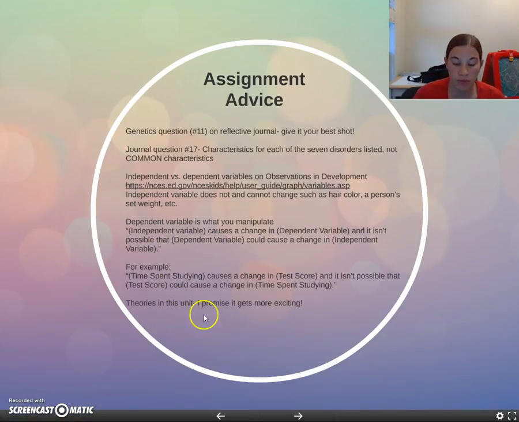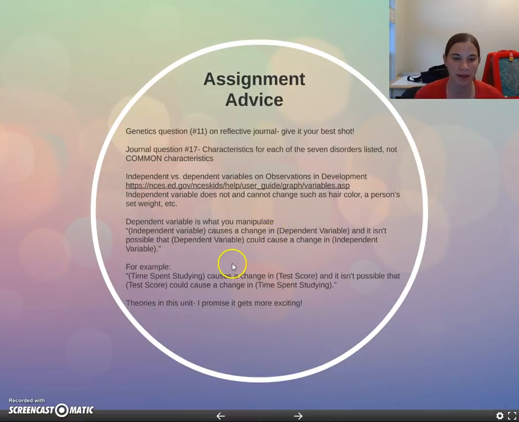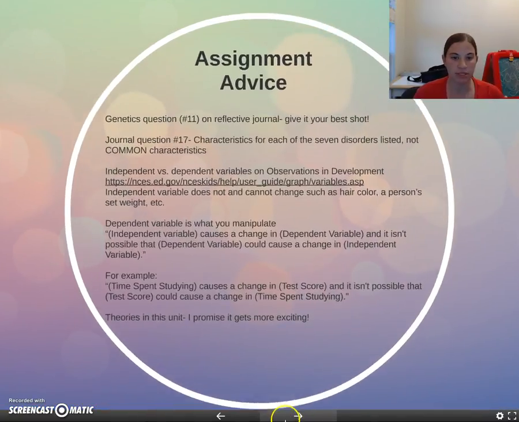So think about this related to the observations and development assignment. If you have further questions, shoot me an email and I can help you out with it and give you more examples.